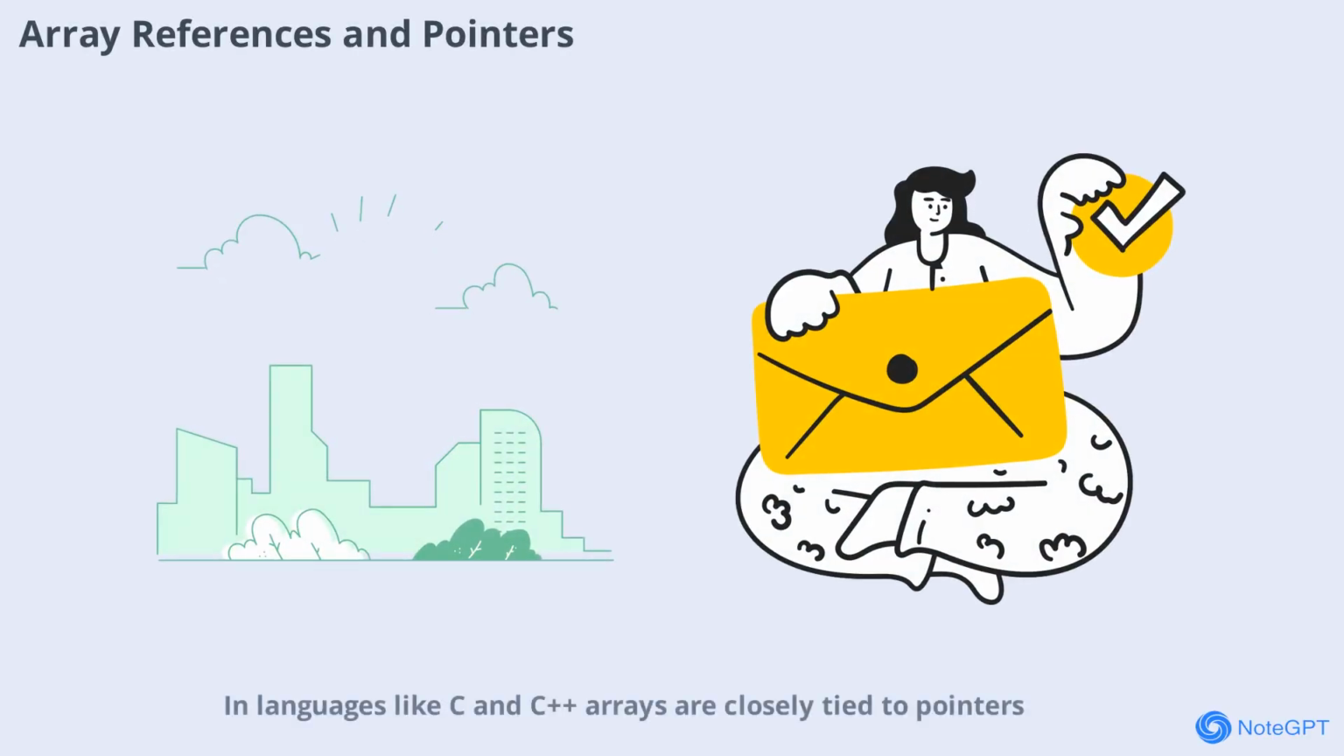In languages like C and C++, arrays are closely tied to pointers. A pointer can reference the starting address of an array, allowing for powerful and flexible data manipulation. However, working with pointers requires careful attention to memory management and can lead to bugs if not handled properly. Understanding pointers is crucial for advanced array operations.